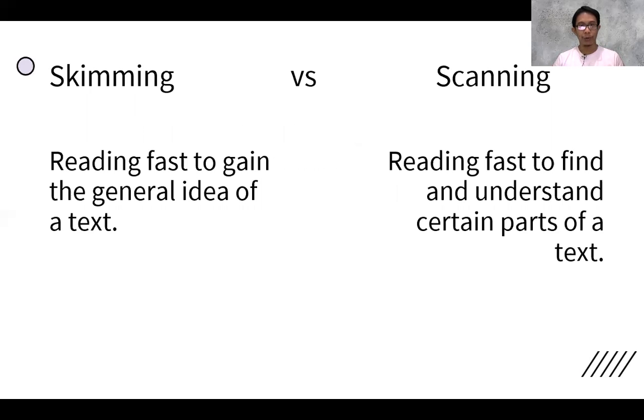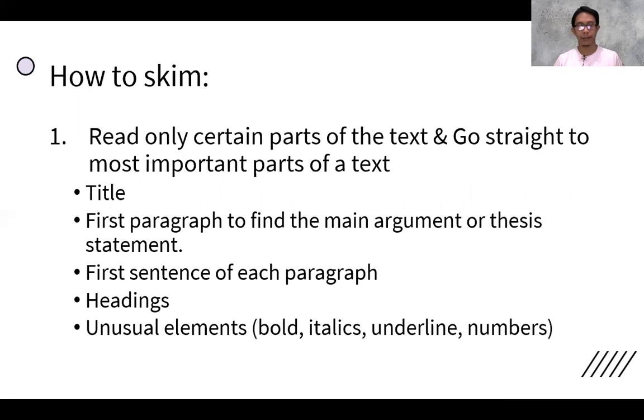And as I mentioned to you earlier, skimming aims to find a general idea, and scanning aims to find the particular idea or particular information from the text. When we skim, we don't have to read everything. That's the rule of thumb. However, there are certain parts that you should not miss. First of all, like the title. It is important to know the title of the text if it has it.